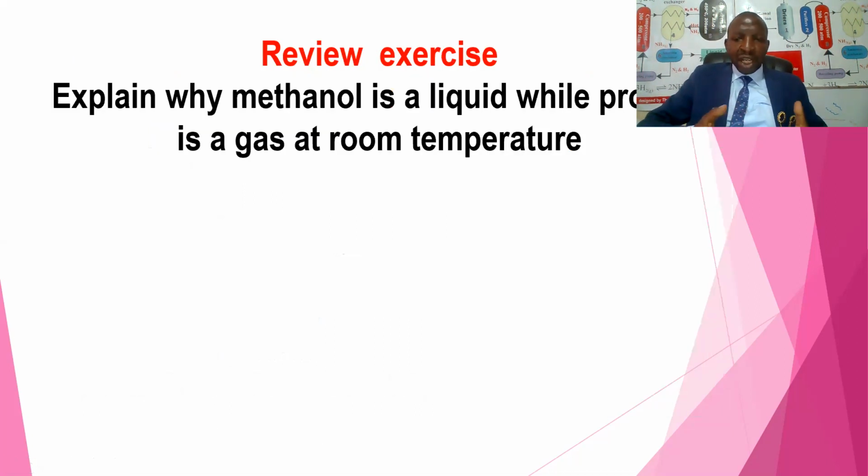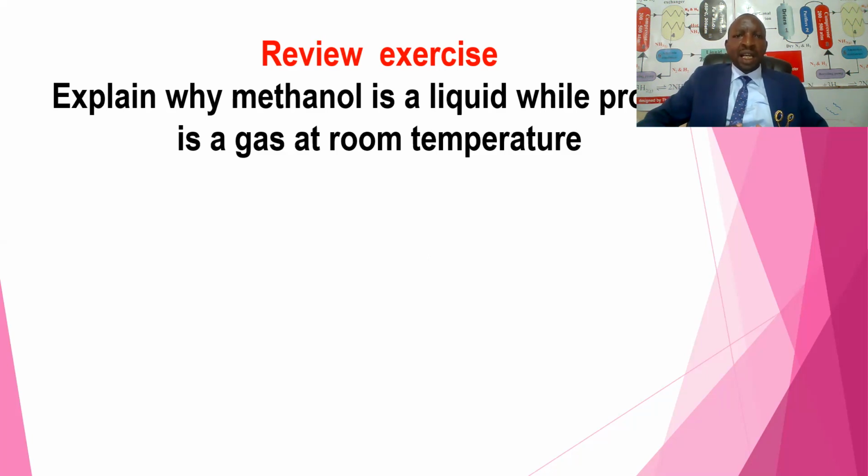So review exercise. We have already looked at the main things. How do you prepare ethanoic acid? We have said we are using the oxidation reaction. We have also looked at the observation, the color changes of the oxidizing agent. The way I've explained, you can review the video.